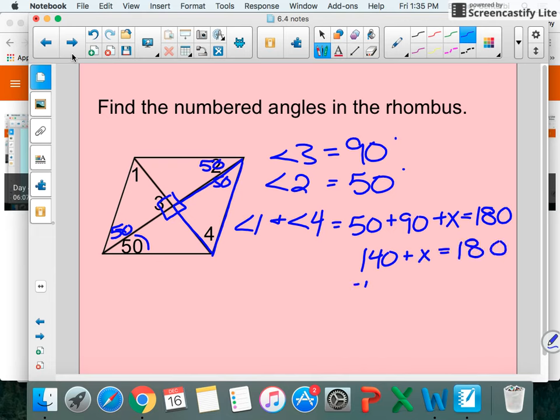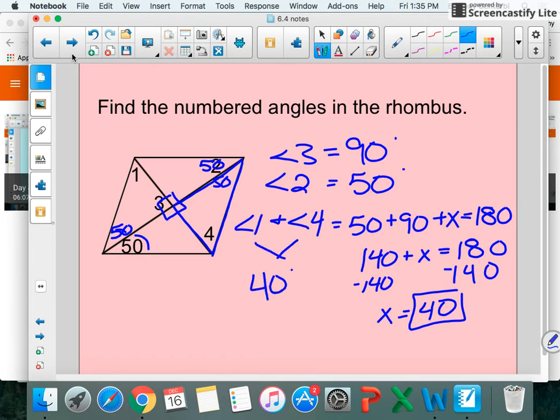And then I'm going to subtract 140, so we get x equals 40. And so that is also what angle 1 and angle 4 equal. And really, I could fill out the rest of the picture because I know that these ones are bisected. So there is my rhombus with its angles.